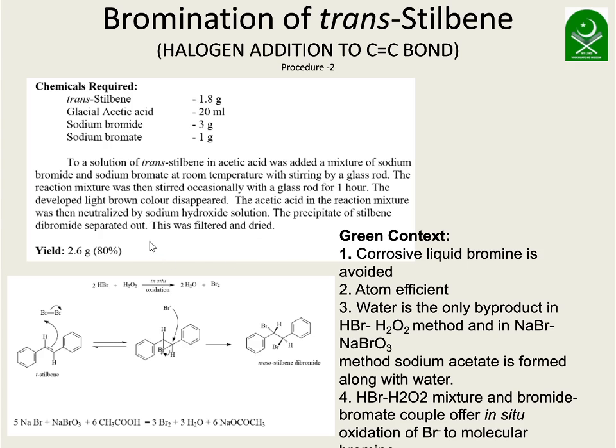So, what are the green aspects in this bromination of trans-Stilbene? Here we are using the sodium bromide-bromate mixture to avoid corrosive liquid bromine. The second one is atom efficiency, so we are getting nearly 80% as a product. The third one is that water is the only byproduct in the HBr hydrogen peroxide method and in the bromide-bromate mixture. So we are getting water as a byproduct rather than harmful byproducts. This is also an important green aspect.